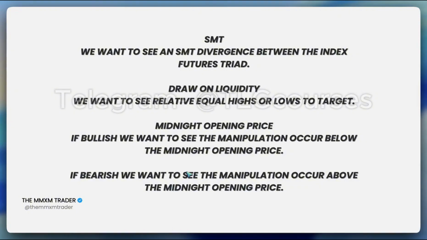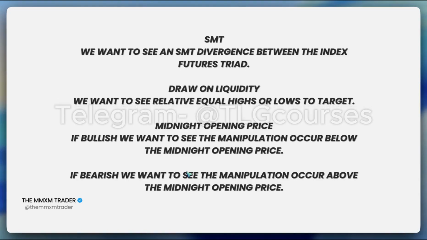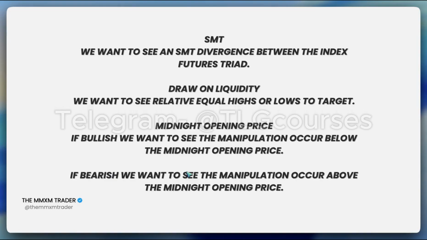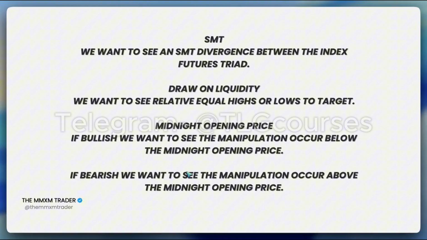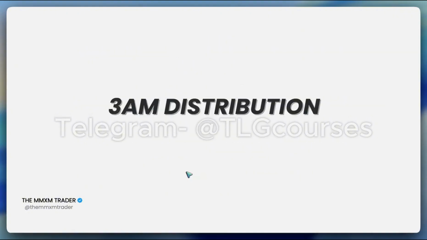Okay, this is sort of a checklist for the 3 a.m. We want to see SMT divergence between the index futures triad. We want to see relative equal highs or lows as a draw on liquidity. We want to use the midnight opening price. So if we're bullish, we want to see a run below the previous session or day low, and we want that to be below the opening price at midnight. If bearish, we want to see a run above a previous day high or session high, with that run being above the opening price at midnight.